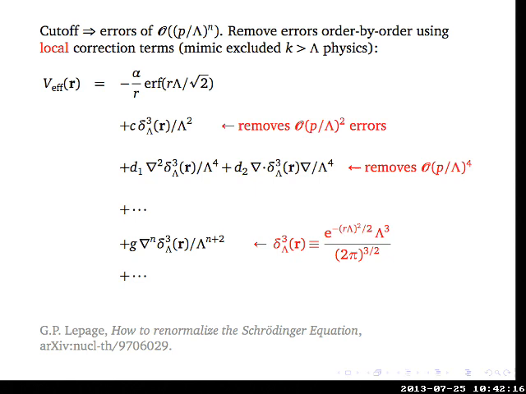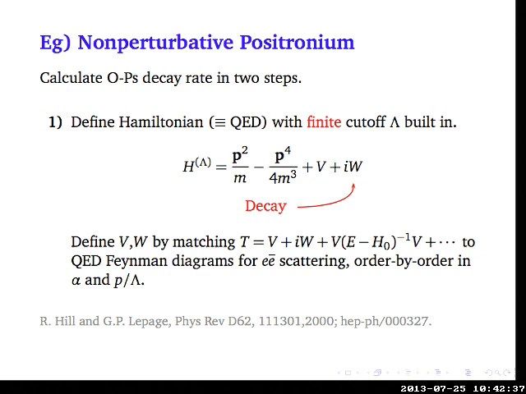Are you going to account for them perturbatively or non-perturbatively? Account for what? For these terms. They can be done either way, perturbatively or non-perturbatively, because they're completely regular. And in fact, that anticipates where I'm going, which is a non-perturbative analysis of QED positronium.